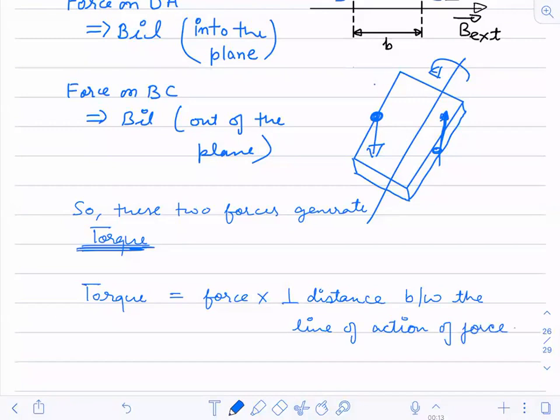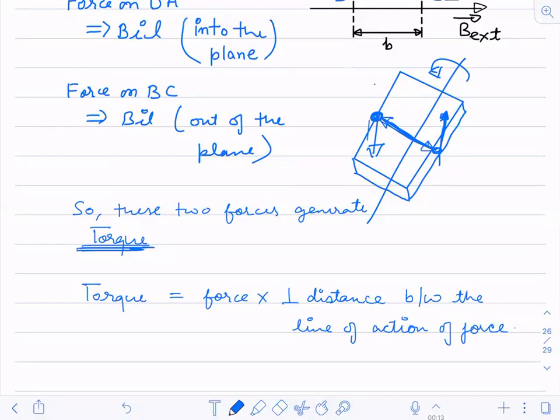So what is the line of action of force? This is going upward, this is going into the plane, and this is going up. So what is the distance between them? This is the distance. This will be the perpendicular distance.